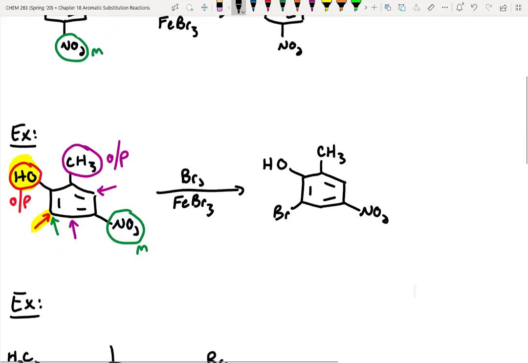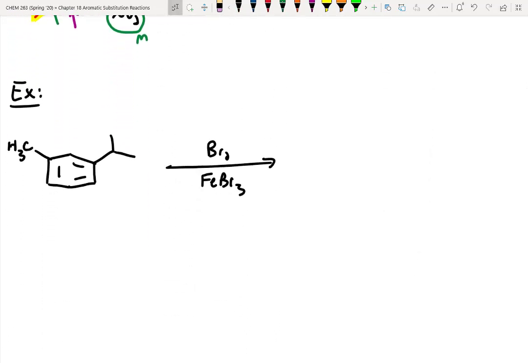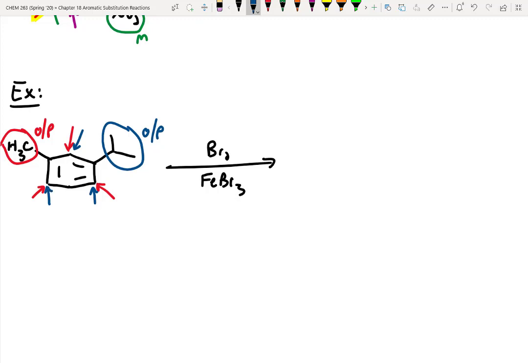All right, let's do one last one, a little bit trickier for this one. So in this situation, we've got a methyl group. This methyl group is an ortho para director. And then over here, I'll do this in blue. This is also an ortho para director. So let's go ahead and label all of these. So let's go with the methyl group. The methyl group has ortho positions that are open right there and a para position that's open right there. The isopropyl group also has ortho positions right there, and then a para position right there.